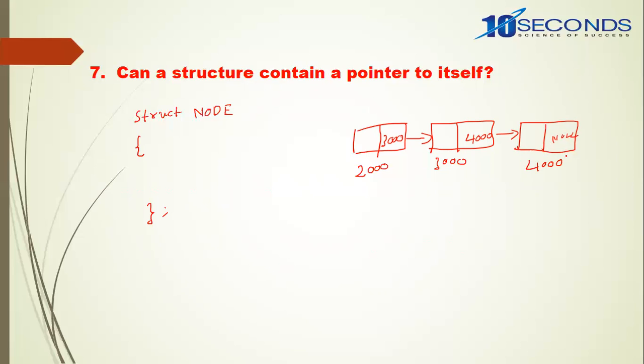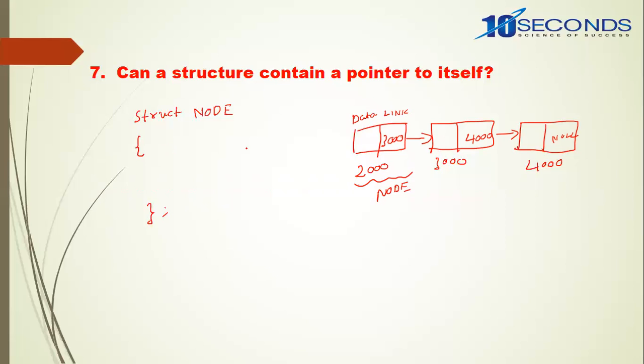Because since it's the last node, it's a null. And here, this is called data. And this is called link field. This link field actually holds the address of a next node. So each one of these is called a node. So there are three nodes actually here.